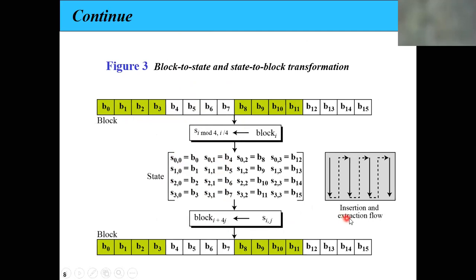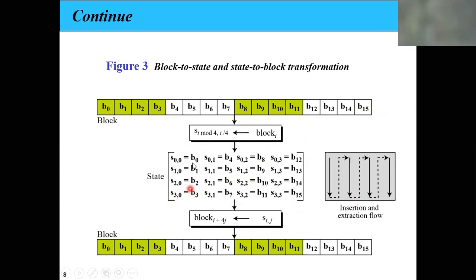Inserting it is like this: you put the first four bytes into the first column, the remaining four bytes into the second column, then these four bytes are placed in the third column, and the last four bytes are placed in the fourth column. And that way you can generate the first state.